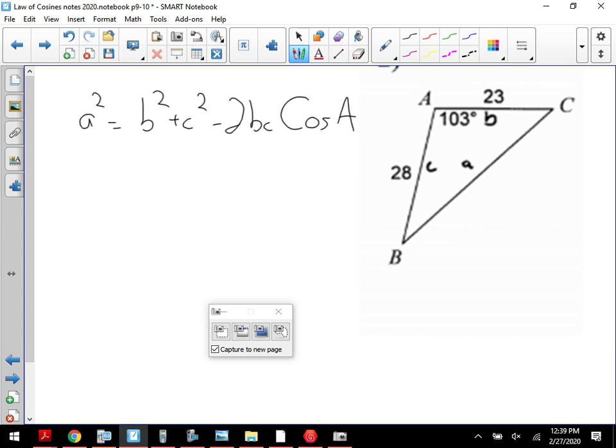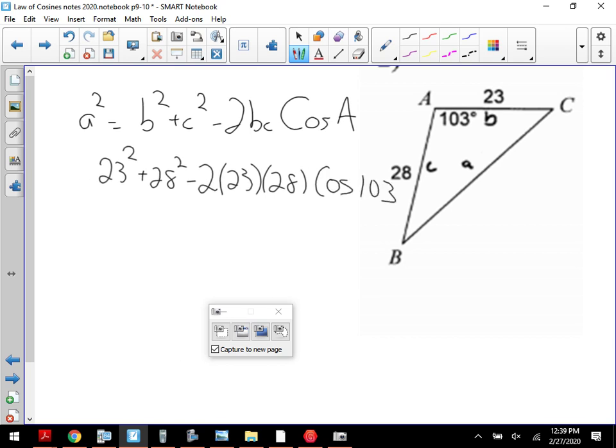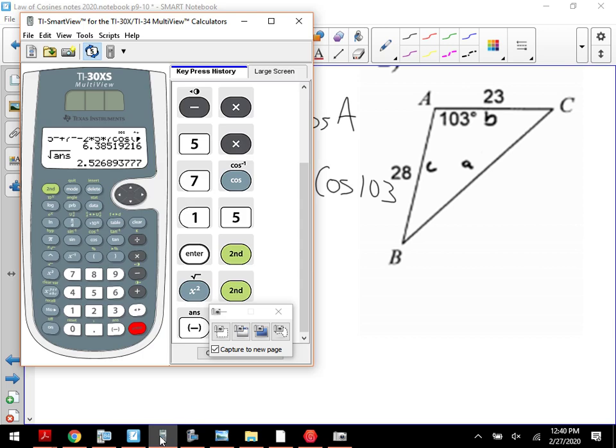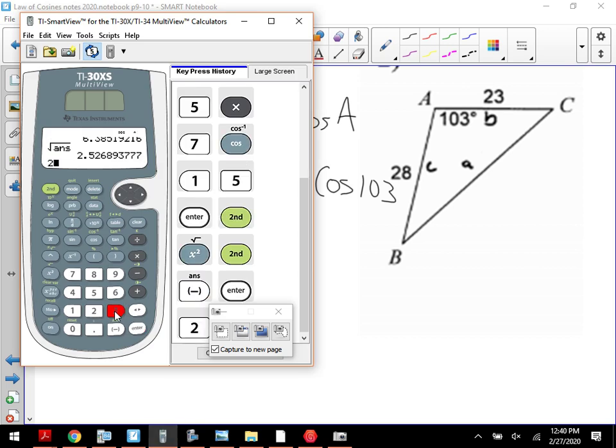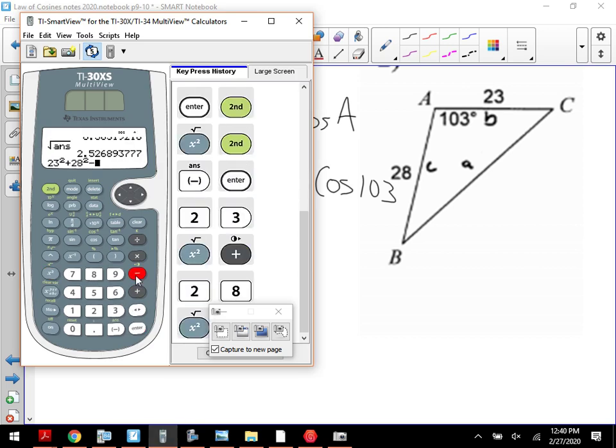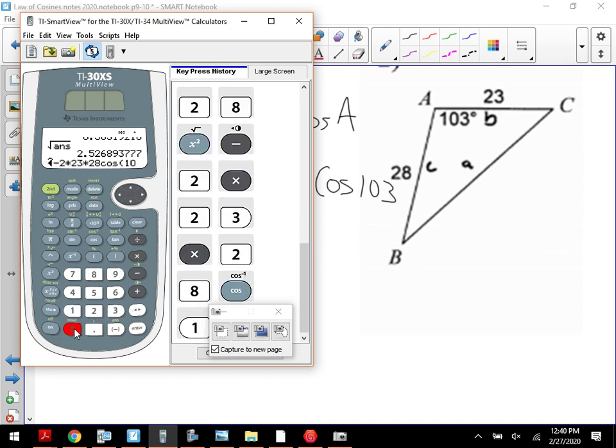From here, we're solving for the little a squared, which means we know everything on the right-hand side, so we just fill in the blanks. 23 squared, 28 squared, 2 times 23 times 28, and that's the cosine of 103. Now remember, all of that's going to equal a squared. Now is when you put it all in the calculator. 23 squared plus 28 squared minus 2 times 23 times 28 cosine 103, I believe.